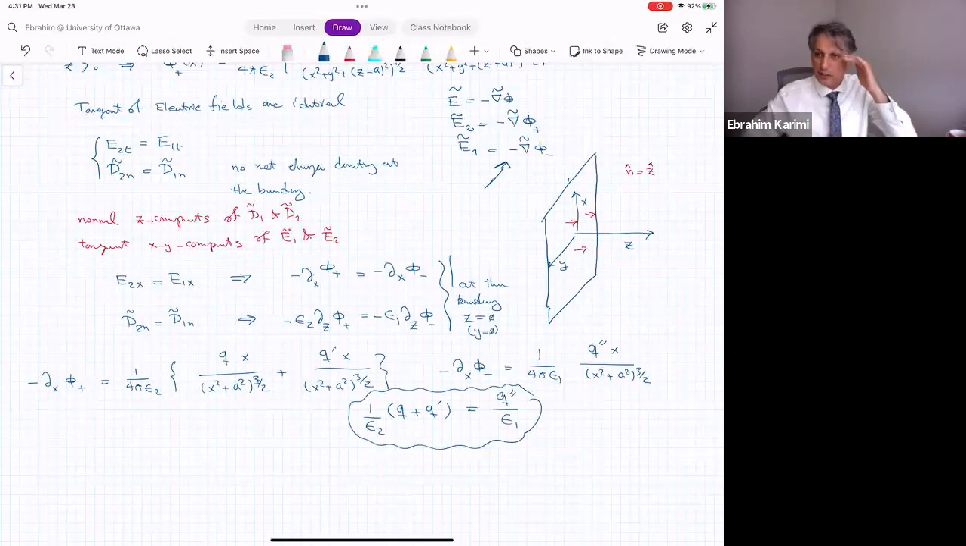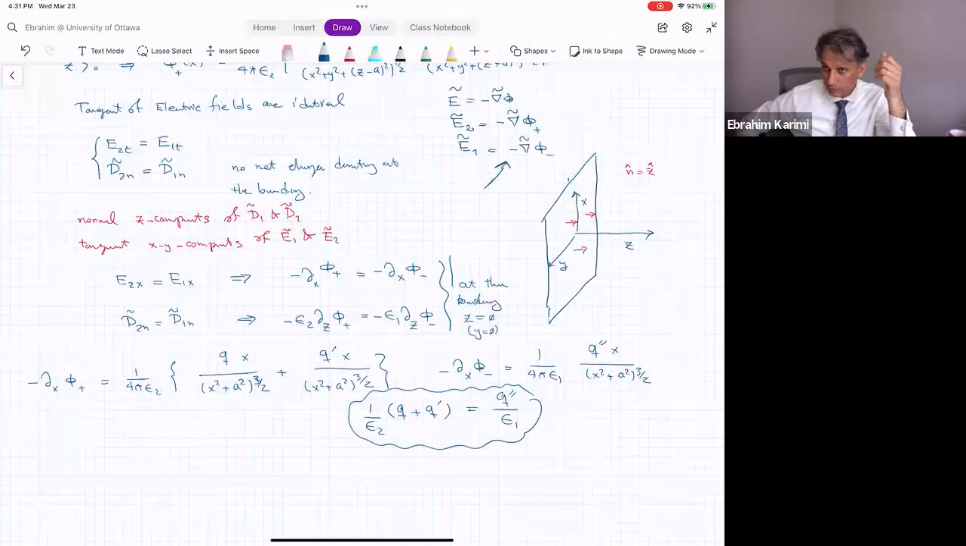These two should be identical at the boundary. This is what I'm doing. So x goes away, the denominator goes away. The only part that is remaining is 1 divided by epsilon 2, the charge, 1 divided by epsilon 1, and the charge.